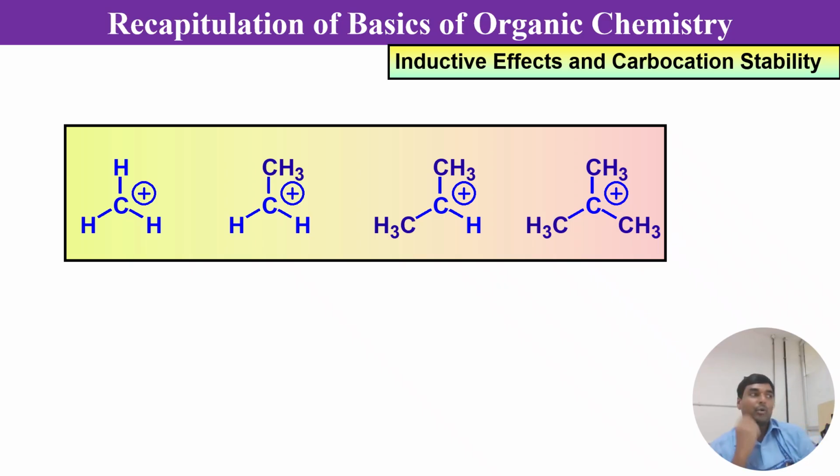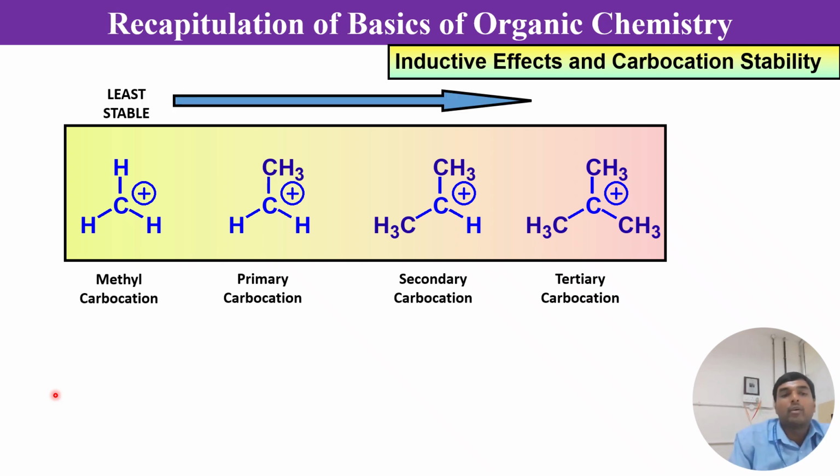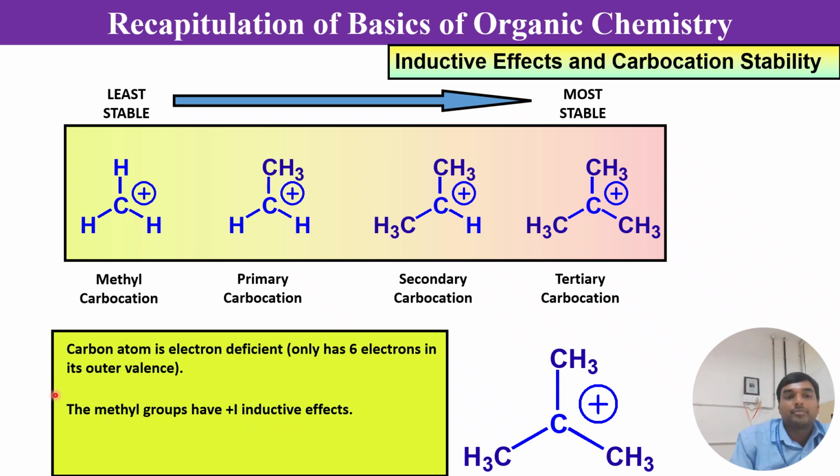Now if we talk about inductive effect and carbocation stability, we can see that a carbon with more methyl groups is more stable than a carbon with no methyl group. So you can see here, among tertiary, secondary, primary and methyl carbocation, tertiary carbocation is the most stable, then secondary, then primary, then methyl carbocation. That can be explained based on the inductive effect of the methyl group, and we can also talk about the hyperconjugation effect.